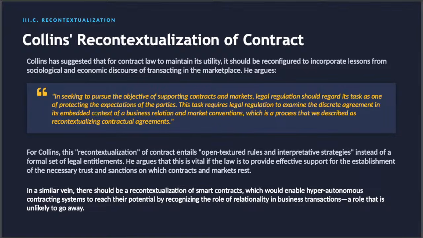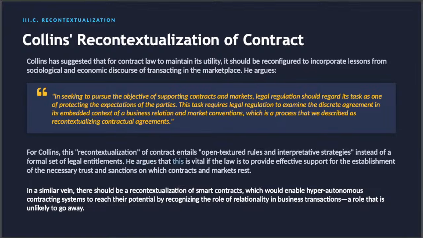This task requires legal regulation to examine the discrete agreement and embedded context of a business relation and market conventions, which is a process that we describe as recontextualizing contractual agreements. So that's the process, recontextualizing. For Collins, this recontextualization of contract entails open textured rules and interpretive strategies instead of a formal set of legal entitlements. Well, I wonder what that looks like.